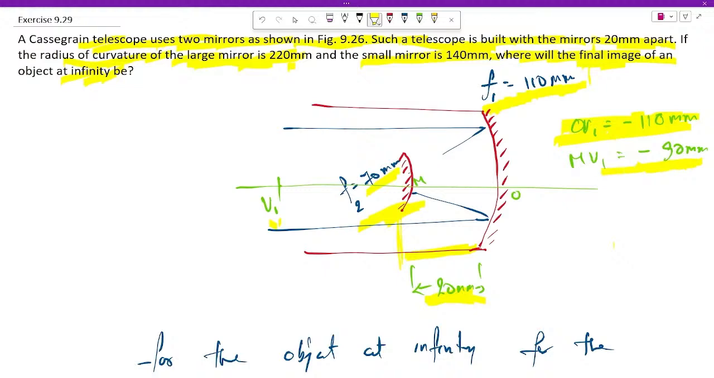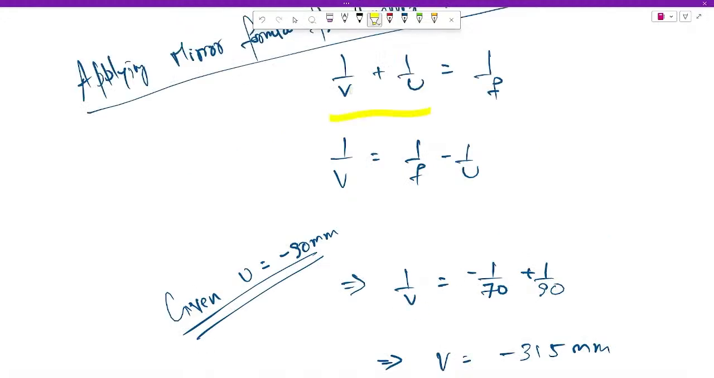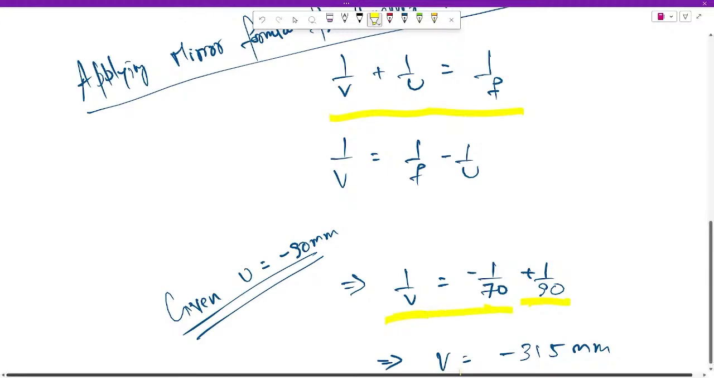So we can easily calculate the value of v. Let's calculate using the mirror formula. 1/v + 1/u = 1/f, so 1/v = 1/f - 1/u, and minus 1/u would be equal to plus 1/90. Thus, calculating, we will get the position of the final image, and that is 315 millimeter in front of the mirror of the smaller radius.